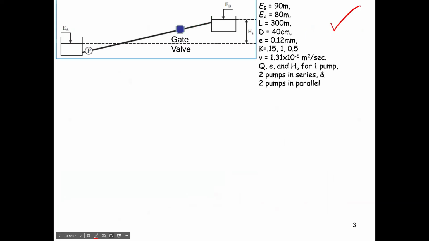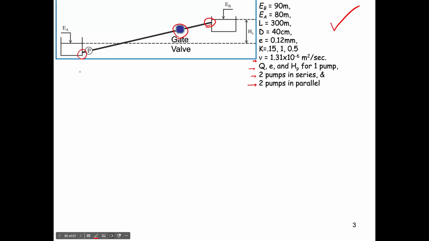This is all the information that I have. I listed them for myself. Elevation of A, elevation of B, length of the pipe, diameter of the pipe, E, which is roughness, K for this valve, this entrance, and this exit. Because if you double check, the minors are just these three: entrance, exit, valve. That's the new, probably you need it for Reynolds, Q, E, and H for one pump, two pumps in series and parallel.